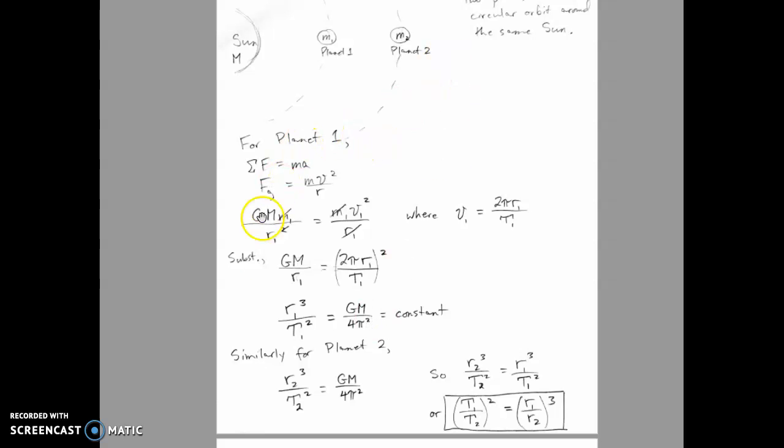And if you do the exact same procedure for planet 2, you get the same equation for planet 2 equals the same constant. In other words, that's kind of a universal constant for this system where, for any planet, this ratio is going to be equal to this constant. And so then you can set this ratio equal to this ratio, and that gives you Kepler's third law.